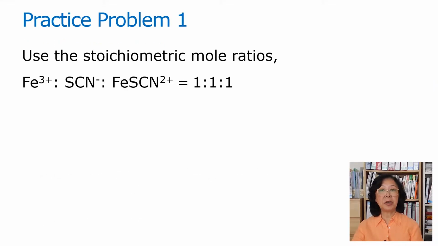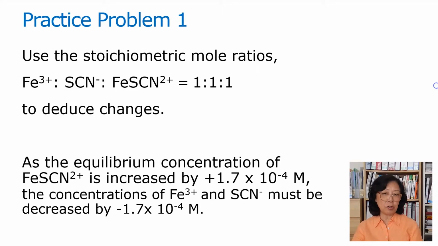Now, based on the stoichiometric mole ratio, it's 1 to 1 to 1. We can make use of that to deduce the changes. Because the equilibrium concentration of the complex ion is increased by 1.7 times 10 to the negative 4 molar, that means the concentration of the reactants, the iron ion and the thiocyanate ion, must be decreased by 1.7 times 10 to the negative 4 molar.